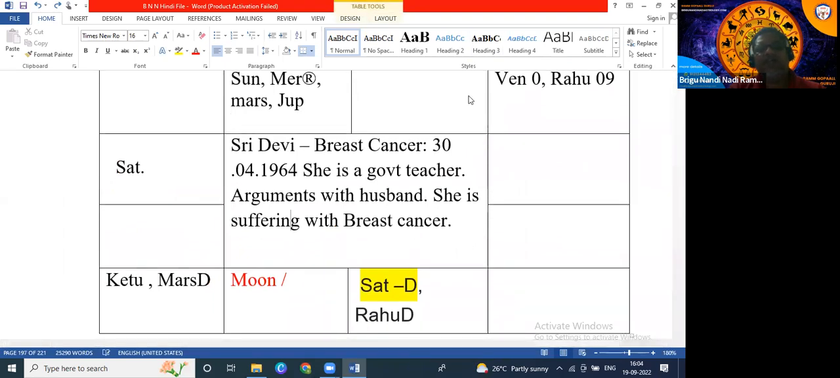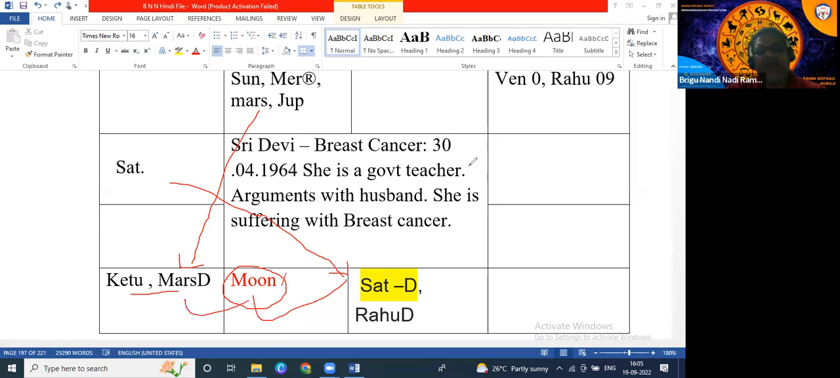She is actually suffering from blood cancer, and her breast was also removed recently. Moon here is the chest, breast. Mars, direction wise, is aspecting the second house of the Moon, and Ketu is already there. Ketu is in the second house, and in the 12th house, Saturn is aspecting the Moon. So the Moon is hammered in between Saturn and Mars.